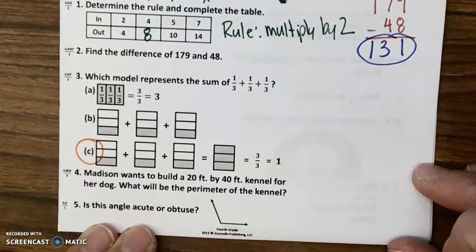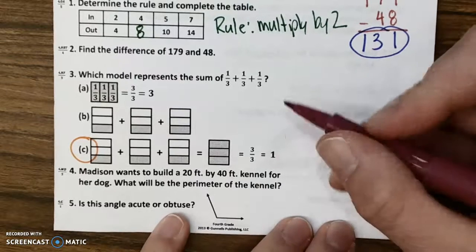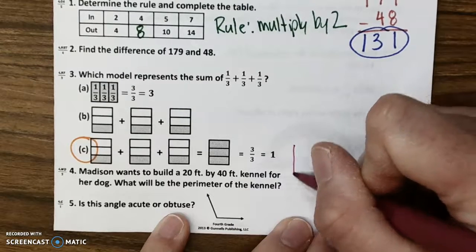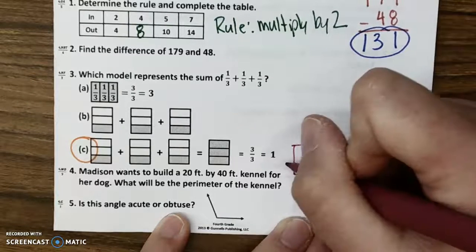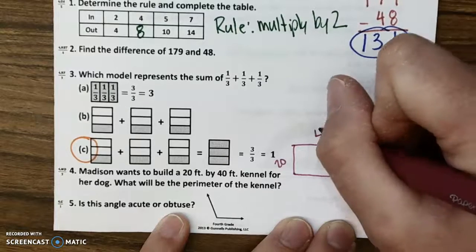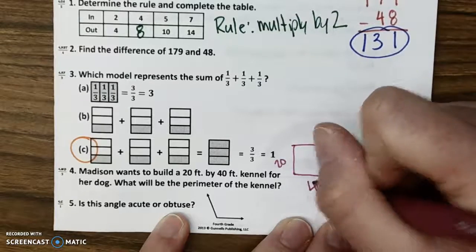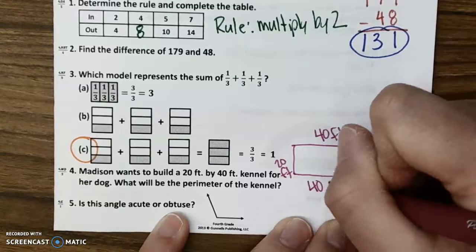For number 4, it says Madison wants to build a 20-foot by 40-foot kennel for her dog. What will the perimeter of the kennel be? So with perimeter, you have to do the outside. So we know there's going to be 2 shorter sides. There's going to be 2 longer sides. So you're going to have 20 feet this side, 20 feet this side, 40 feet this side, 40 feet this side. So let's go back and let's add our unit.